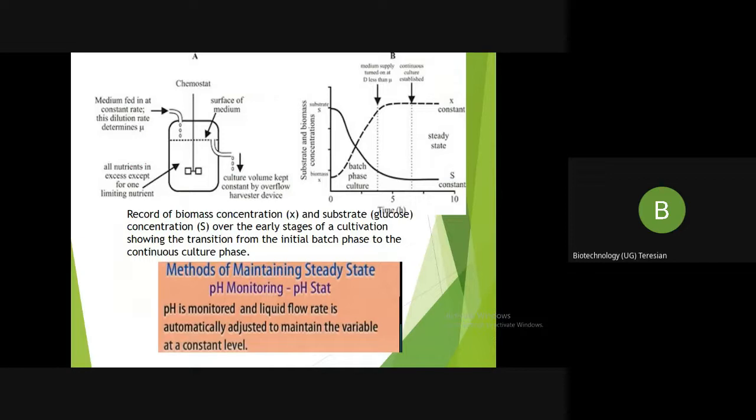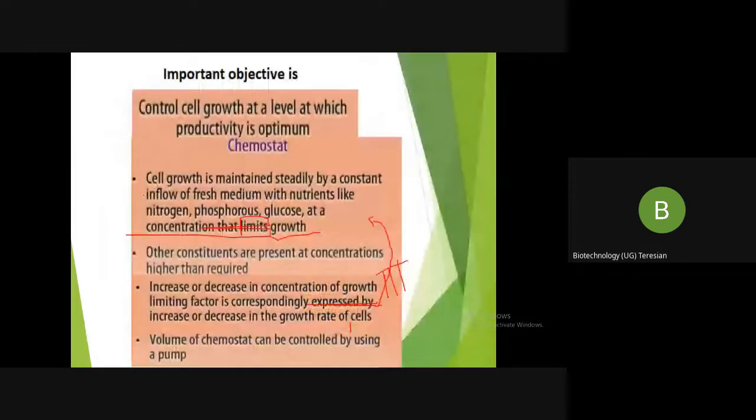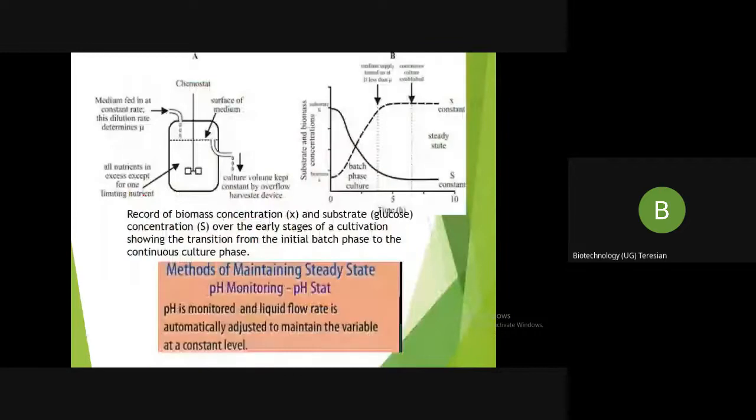So all nutrients are in excess except for one limiting nutrient. So that could be phosphorus, nitrogen, and one more we spoke about, glucose. So these are the limiting factors. Any one of them can be a limiting nutrient. All nutrients are in excess except for one limiting nutrient.